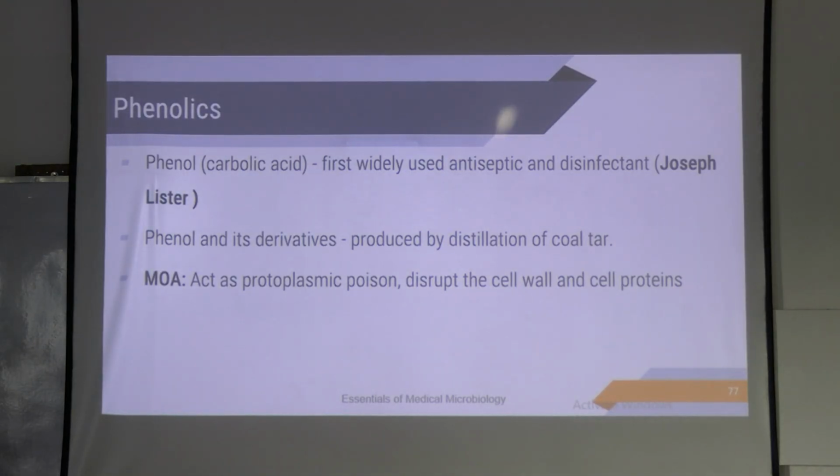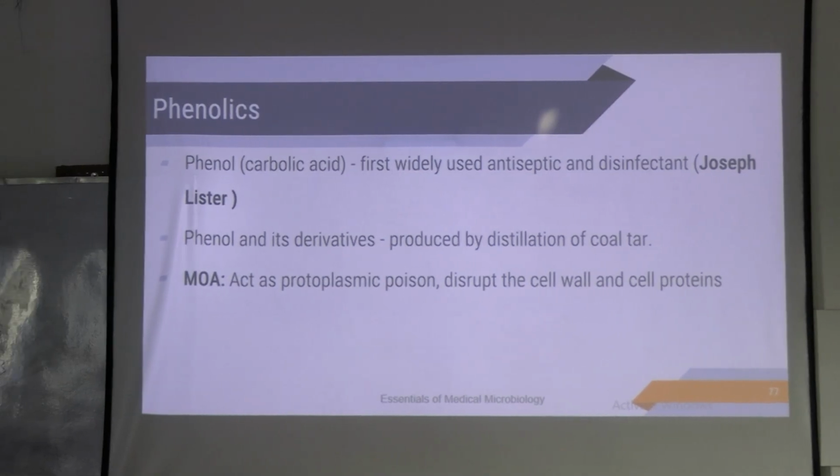Phenol is one of the first disinfectants that was used. It is also called carbolic acid. If you go to the ward, you will find in the nursing station there is a long forceps which is used to pick up other instruments, gauze, etc. That is called Lister's forceps, named after Joseph Lister. He designed that forceps so that we do not need to use our hands to pick up instruments which are used on the patient's body, thereby reducing the chances of iatrogenic infections.